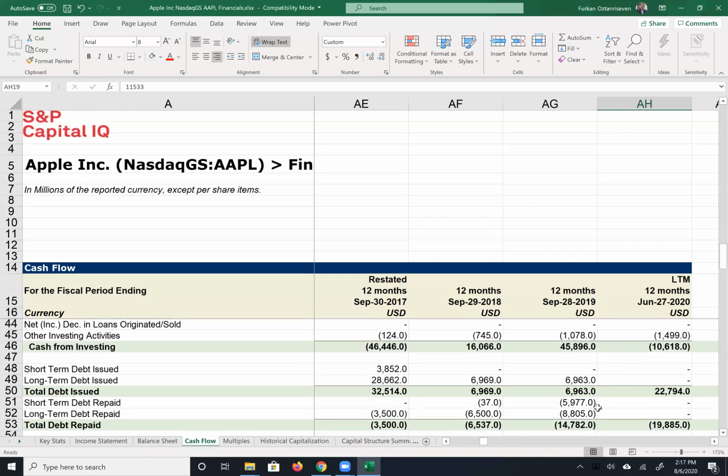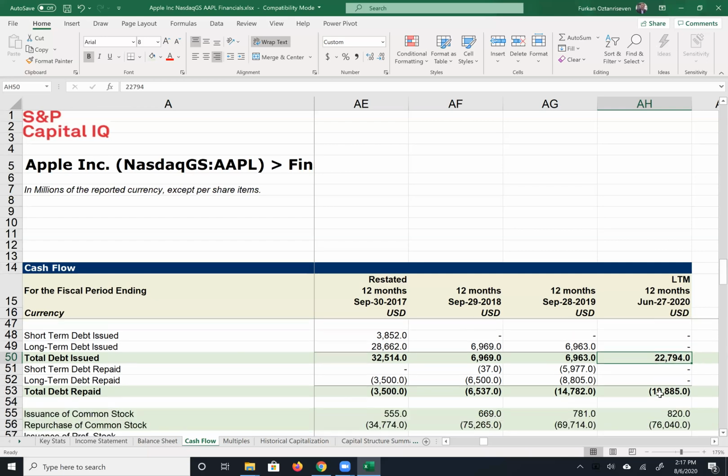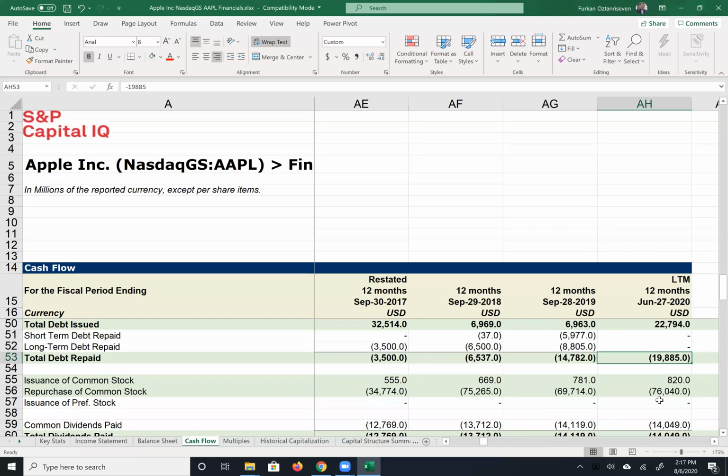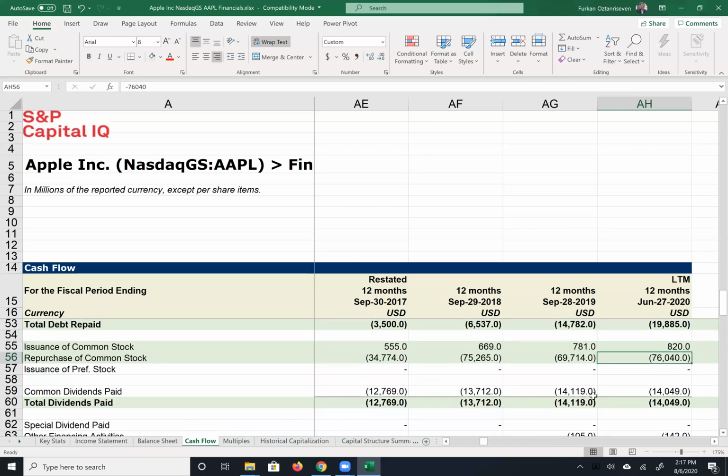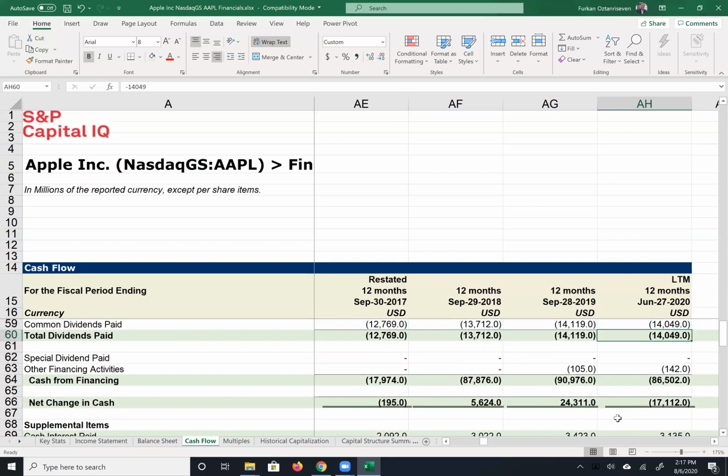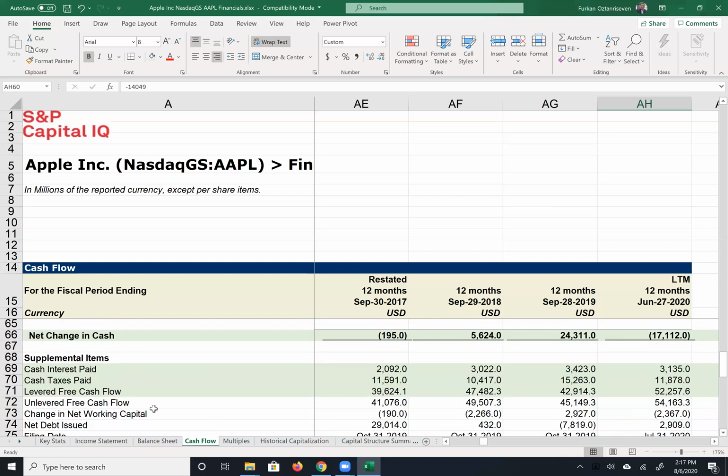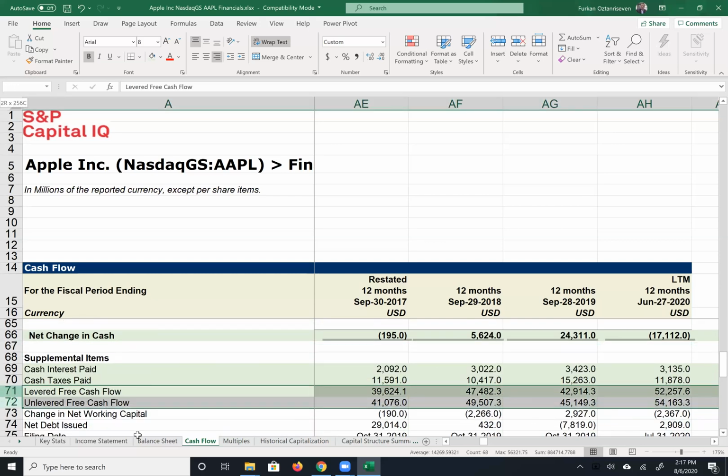If you look at the cash flow from financing components, total debt issued is positive 22.7, and total debt paid is 19.8 billion negative cash flow. You can see Apple has a very big number for repurchase of common stock, and dividends are also important, which the company paid $14 billion. As long as you know this and understand levered and unlevered free cash flow for the company, I think you will get most out of cash flow statements.